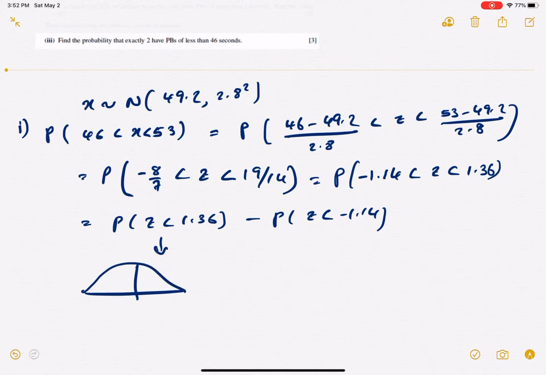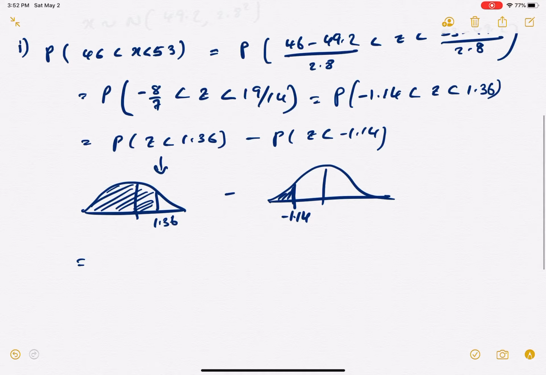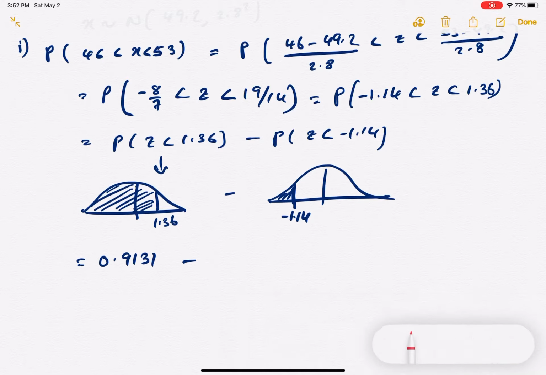Now z less than 1.36 is somewhere here. 1.36 is in the second half, and the area considered is shaded from the left to 1.36. We talk about this whole area. The probability z less than minus 1.14 needs to be considered from the left side, which is a negative value, so this is a tiny little area. So I can go further. For z less than 1.36 in my normal table, I'm using the one endorsed by the Pearson formula booklet, 1.36 gives me 0.9131 minus.